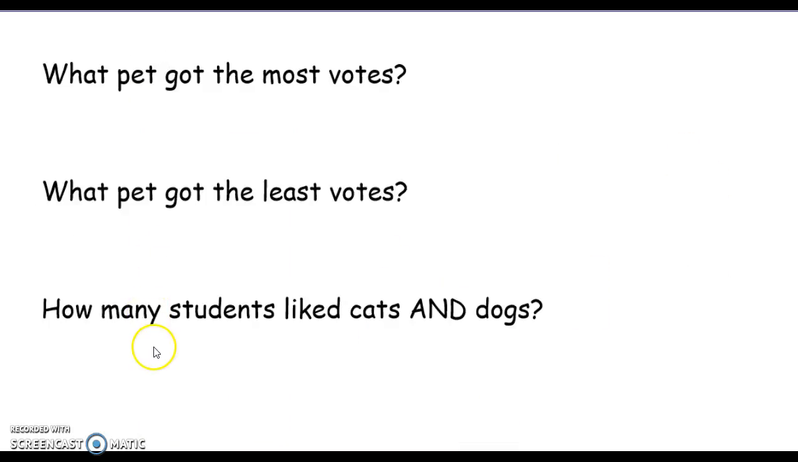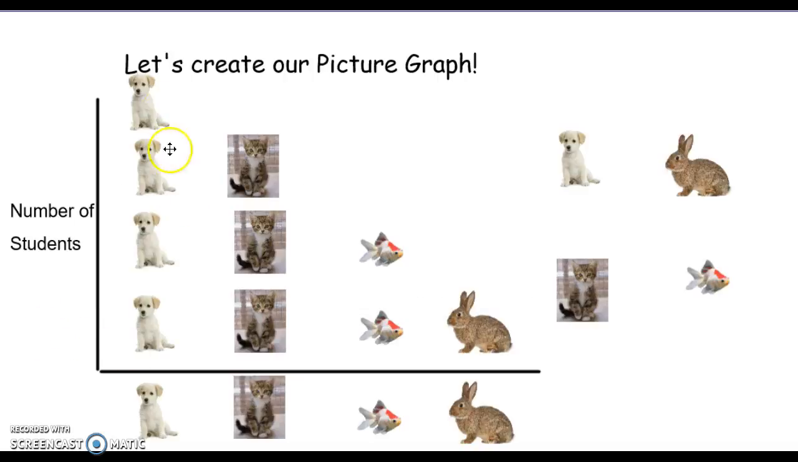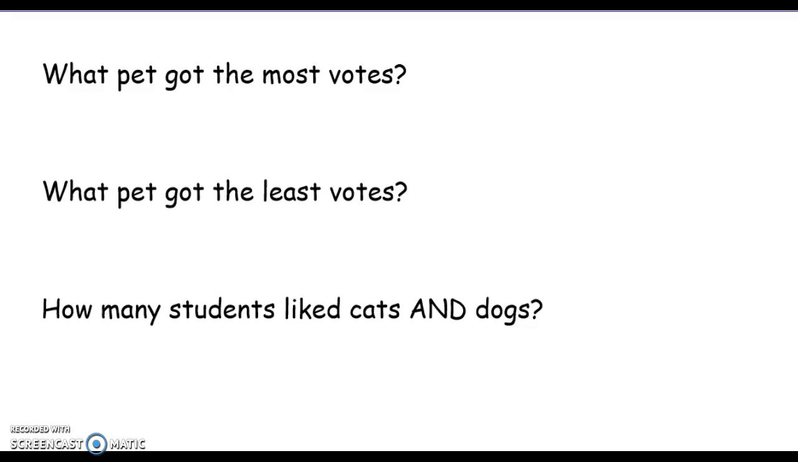How many students like cats and dogs? We have to go back in here and count all together the amount of dogs and cats. Let's go. 1, 2, 3, 4, 5, 6, 7. So how many students like cats and dogs? 7 students. Great job, everybody.